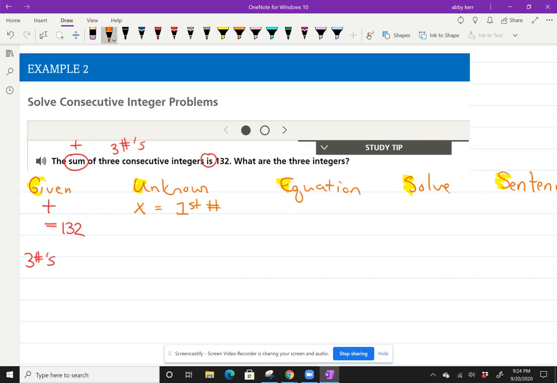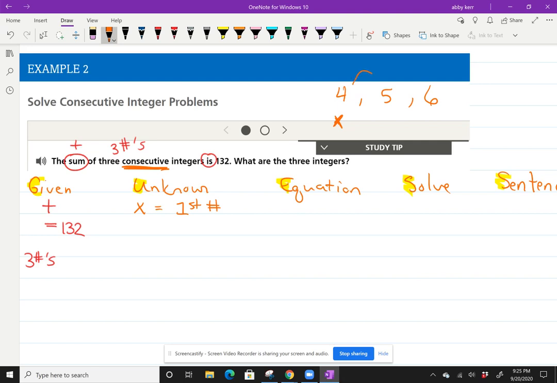Is it going to be 5? Is it going to be 30? Is it going to be 94? Who knows? That's what we're going to find out. But we do know that they're consecutive, that they happen in a row. So just in general, let's say I wanted to pick 4, 5, and 6. The reason why I just pick 4, 5, and 6 is that there's 3 numbers and they happen in a row. 5 comes after 4, 6 comes after 5. They're in a row. So let's say I made x equal to 4.